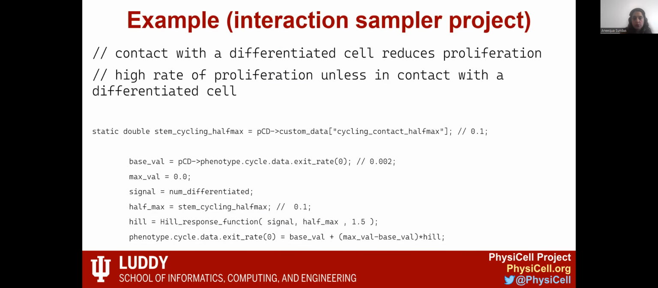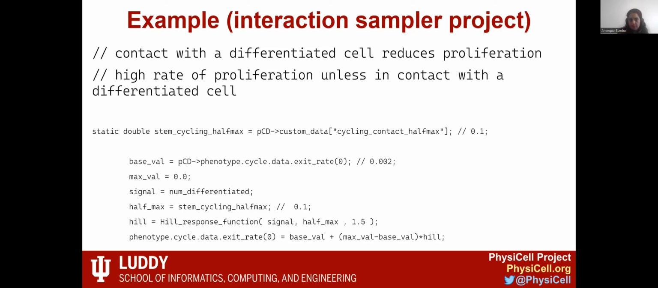Here is one example that I chose for this lecture, but you can go and see the interaction sample project, which is in the sample projects directory. You can see there are certain cells with a high proliferation rate unless they are in contact with differentiated cells. This is the behavior that we want to model: when a stem cell comes into contact with a differentiated cell, it reduces proliferation. So we are saying high rate of proliferation unless it is in contact with a differentiated cell.